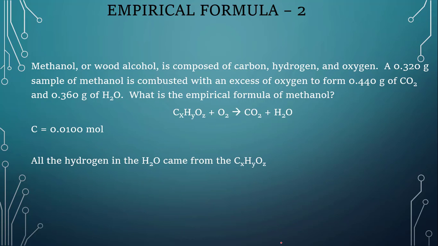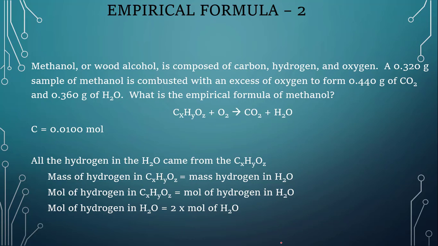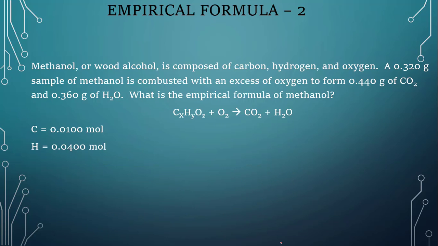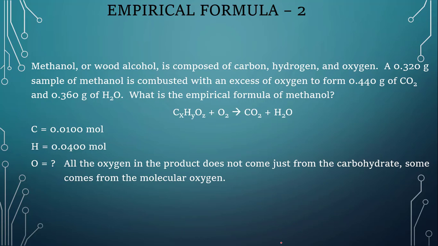We can do hydrogen in the same way. The masses have to be equal, so the moles have to be equal, but the moles of hydrogen is twice the number of moles of water. So calculate the number of moles of water, double it, and now we have the number of moles of hydrogen in the carbohydrate. Okay, the oxygen. All the oxygen in the product does not come just from the carbohydrate. Some comes from the molecular oxygen. So we can't quite do what we did for the carbon and hydrogen.